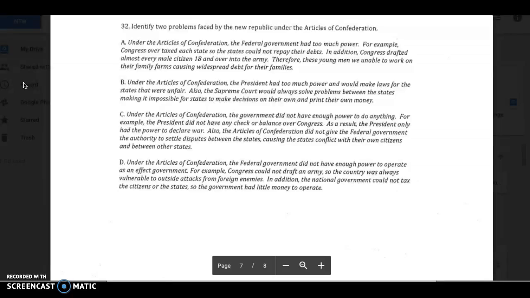D. Under the Articles of Confederation, the federal government did not have enough power to operate as an effective government. For example, Congress could not draft an army, so the country was always vulnerable to outside attacks from foreign enemies. In addition, the national government could not tax the citizens or the states, so the government had little money to operate.